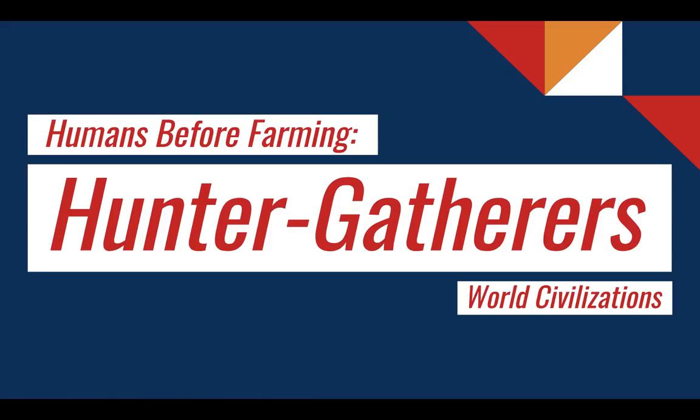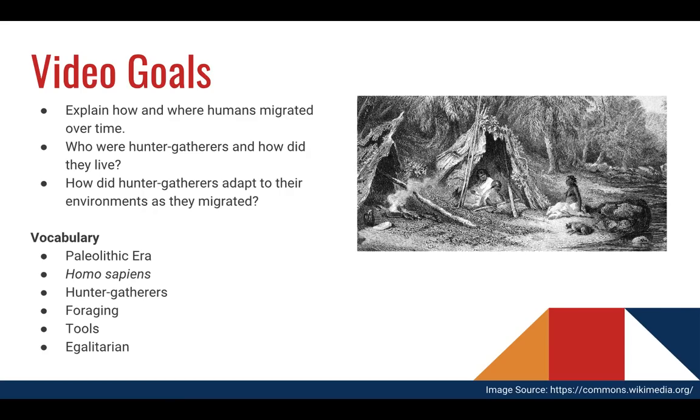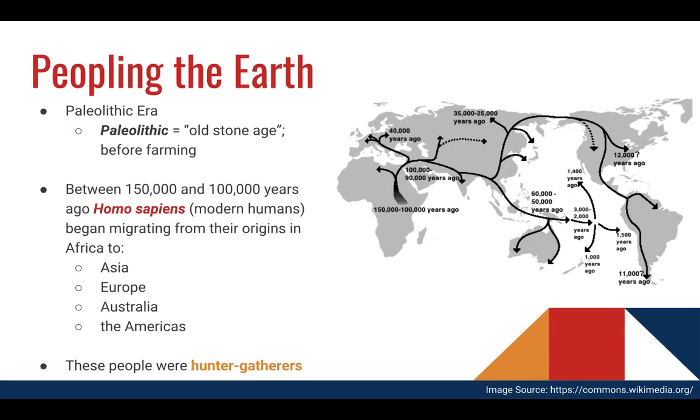Lassiter here, and in this video we're going to take a look at humans before farming, a look at our hunter-gatherer ancestors. Here are your video goals for this lesson. We want to look and see how and where humans migrated over time, and then also think about who hunter-gatherers were, how they lived, and how we were able to adapt to our environments. Take a look at the vocabulary and get the definitions as we go.